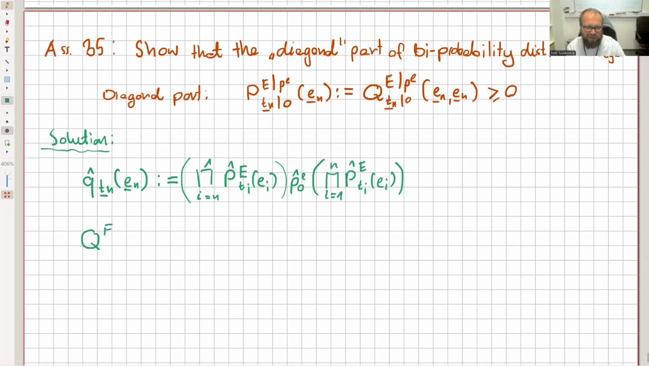So this is the definition of this operator Q, this matrix Q, and of course it's such that the diagonal part of the bi-probability, P of E rho E, equals the trace of Q. So small q is the argument of the trace inside that defines the full bi-probability.